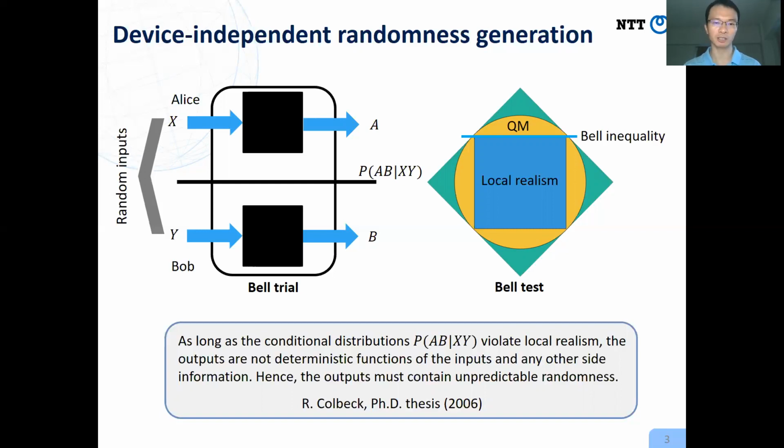In other words, the outputs are not deterministic functions of the inputs and any other side information, such as local hidden variables. Hence, the outputs must contain intrinsic randomness. That's the main idea. Because we do not trust how the quantum device works, we call this device-independent randomness generation.